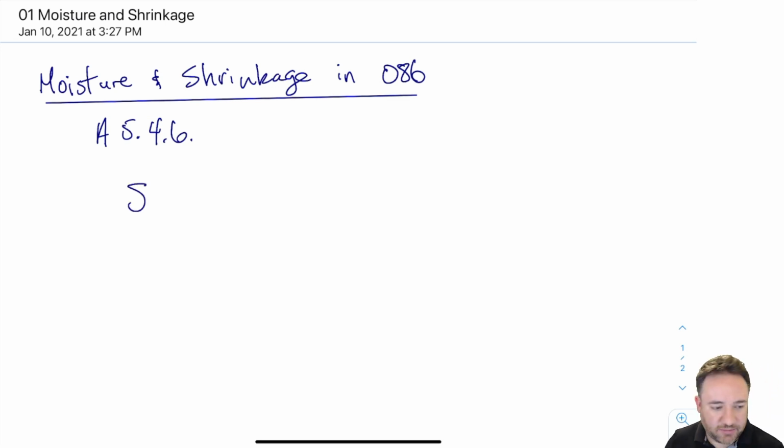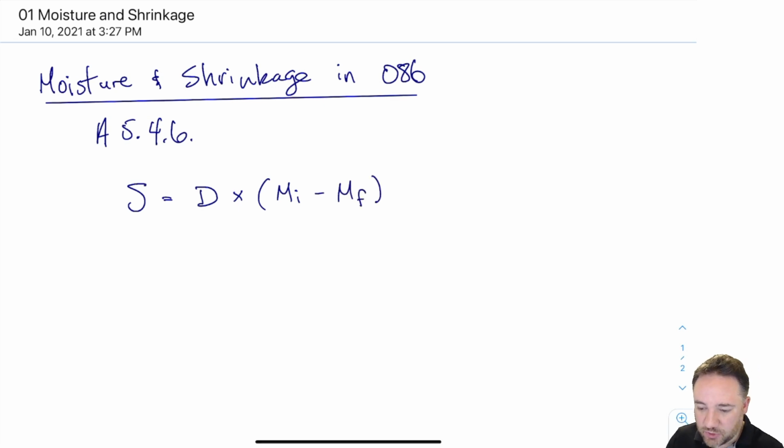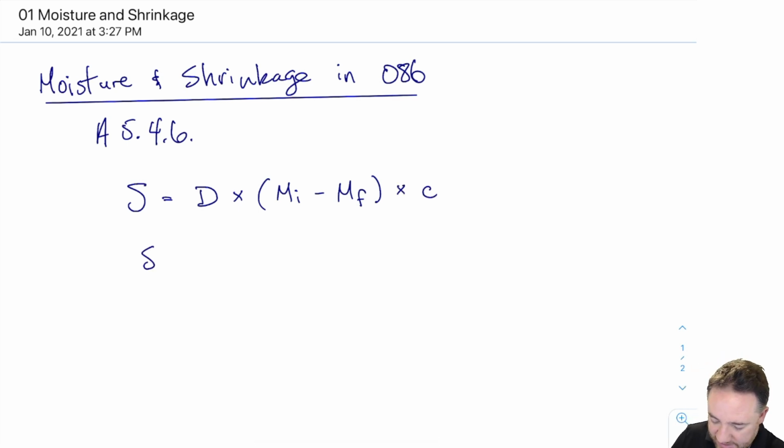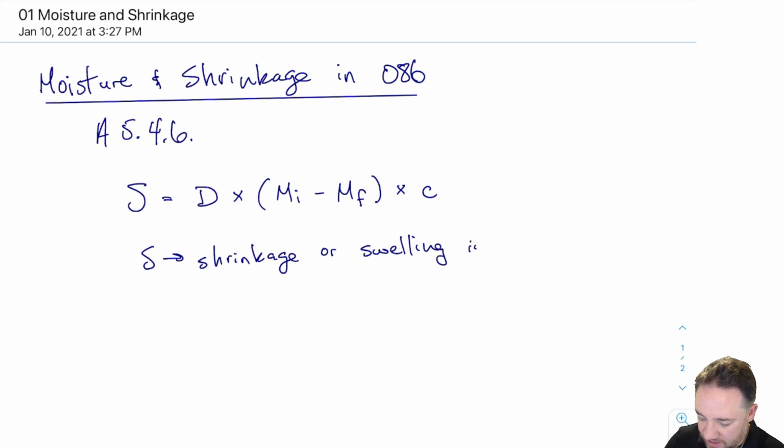S, which is the amount of shrinkage, is equal to D times Mi minus Mf, which is the change in moisture content, where D is the dimension that we're looking at, multiplied by C. Okay, so S is the shrinkage or swelling. This is depending on if you have an increase in moisture content, which will cause swelling, or a decrease in moisture content, which will cause shrinkage, in the dimension being considered.